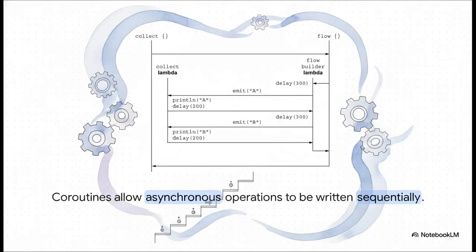Now look at this. This diagram says it all. On the right, the code looks simple, it looks sequential, it's just one step, then the next, then the next. There's no nesting, there's no pyramid of doom. It reads like it's happening in order. But behind the scenes, it's doing all its work asynchronously without blocking anything. It's the best of both worlds.